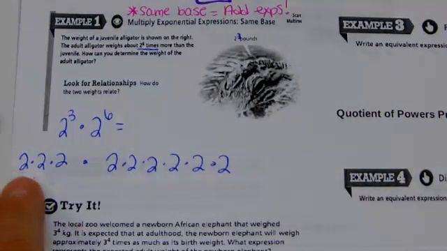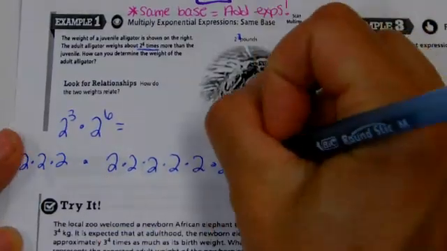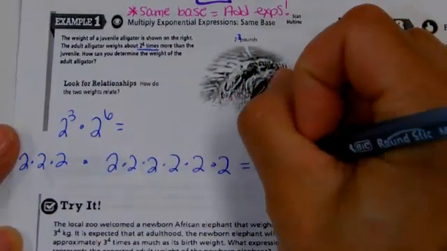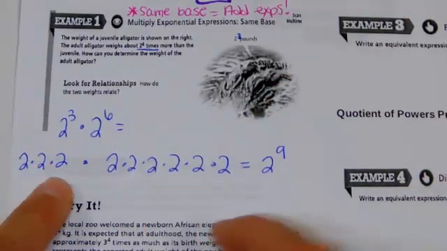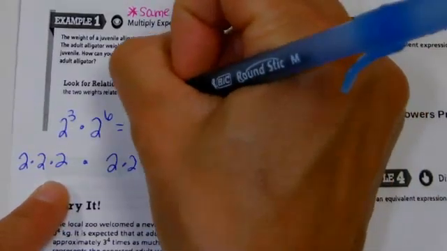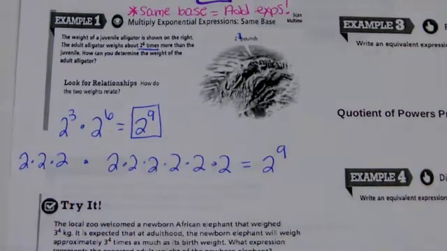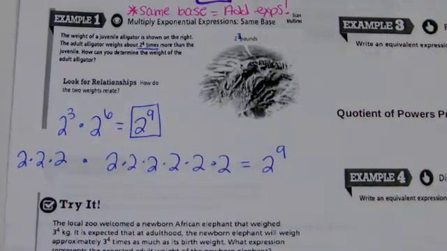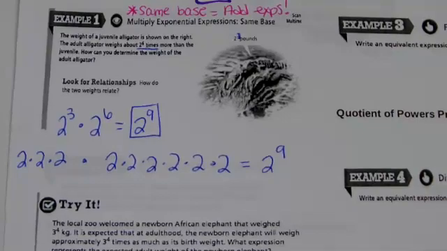If you were to add up all these 2's, 3 2's plus 6 2's, we would get 9 2's, right? So that would be 2 to the 9th power. This is the work if you were to write it out, but you can use the shortcut called the product of powers property and literally just add 3 plus 6 and get 9, keeping your base of 2. That's your final answer. Due to the time of the video, I'm going to leave the try it for you, and we're going to move on to the next property.